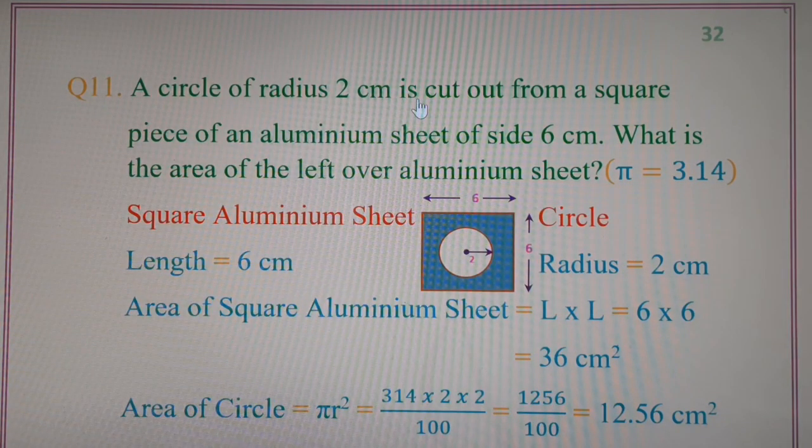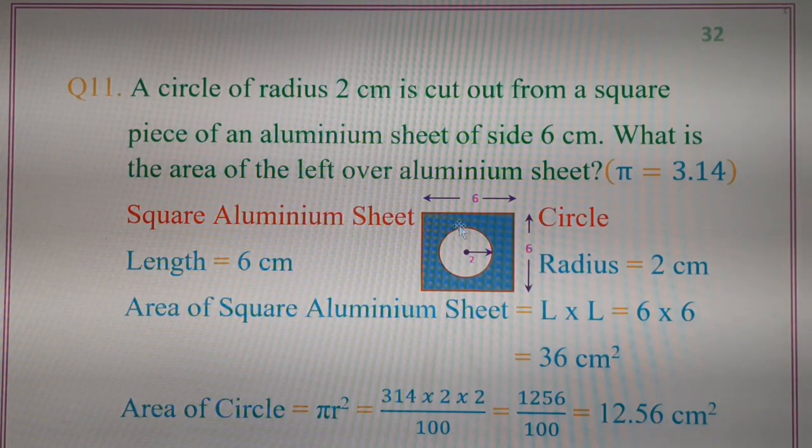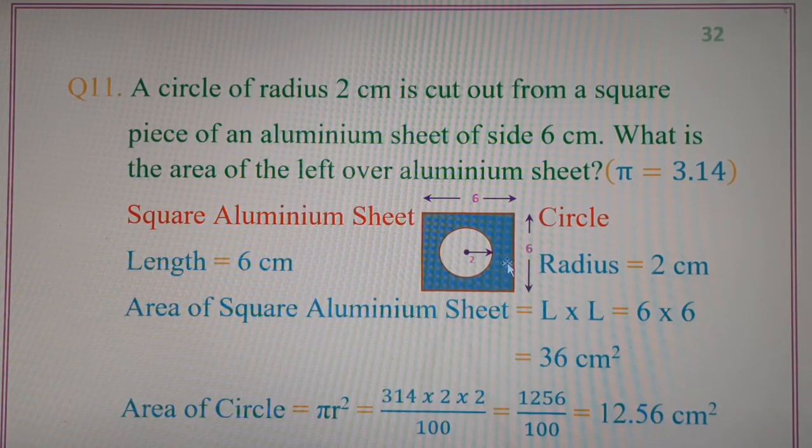A circle of radius 2 cm is cut out from a square piece of aluminum sheet. So the aluminum sheet is square in shape, and from this square aluminum sheet a circle is cut and removed. So if the circle is cut and removed, the remaining area we have to calculate. Now what is the radius of the circle which is cut and removed? It is only 2 cm.